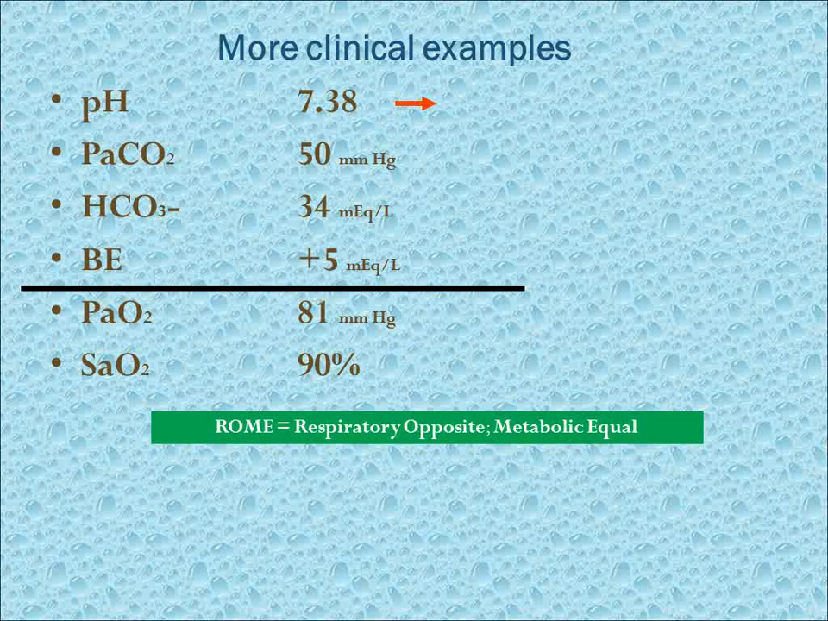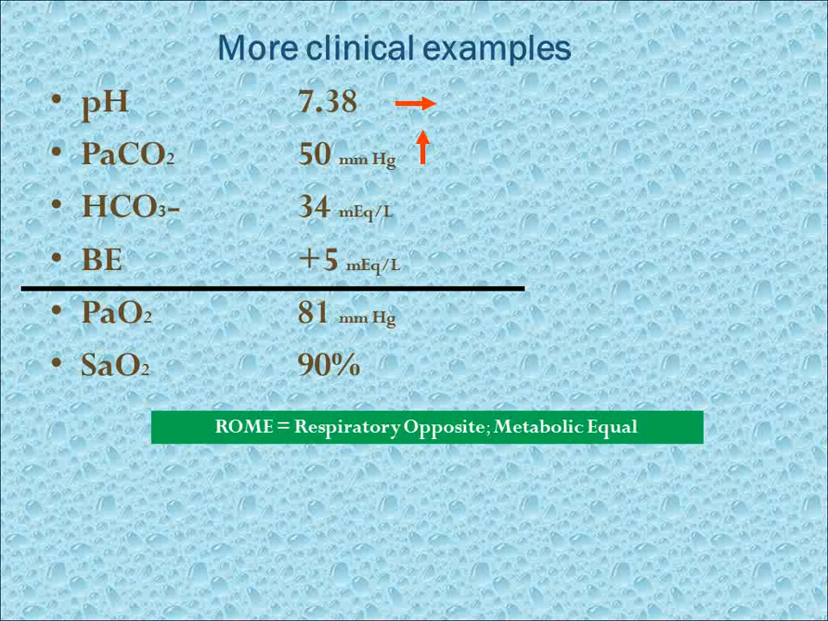But wait, then we look at the CO2, and we see that the CO2 is 50. The CO2 is elevated. By no means can we call this a normal ABG, because the definition of a normal ABG is all normal ABG values. We have an abnormal value, so we're going to have to call this something other than a normal ABG. What are we going to call that?